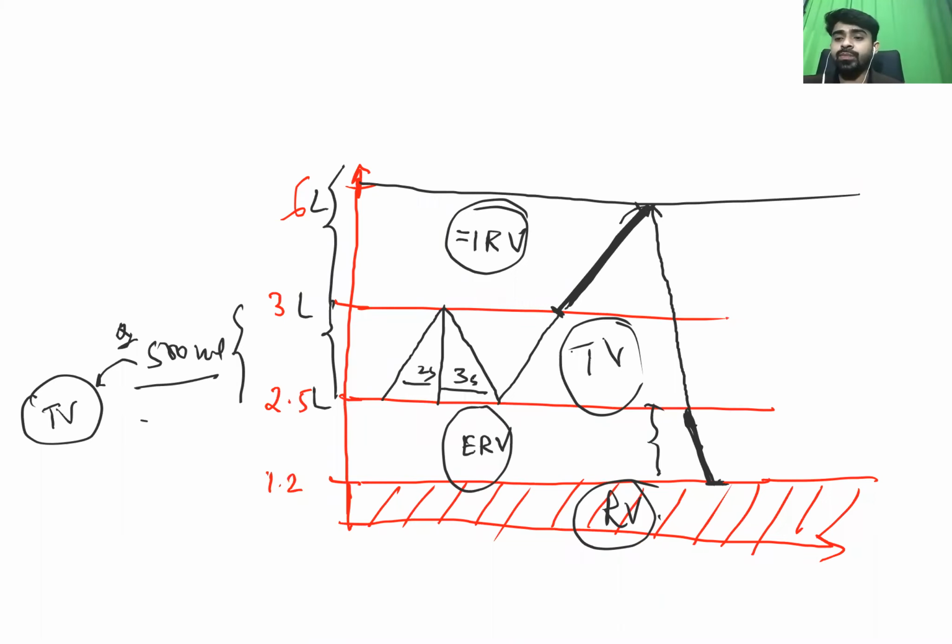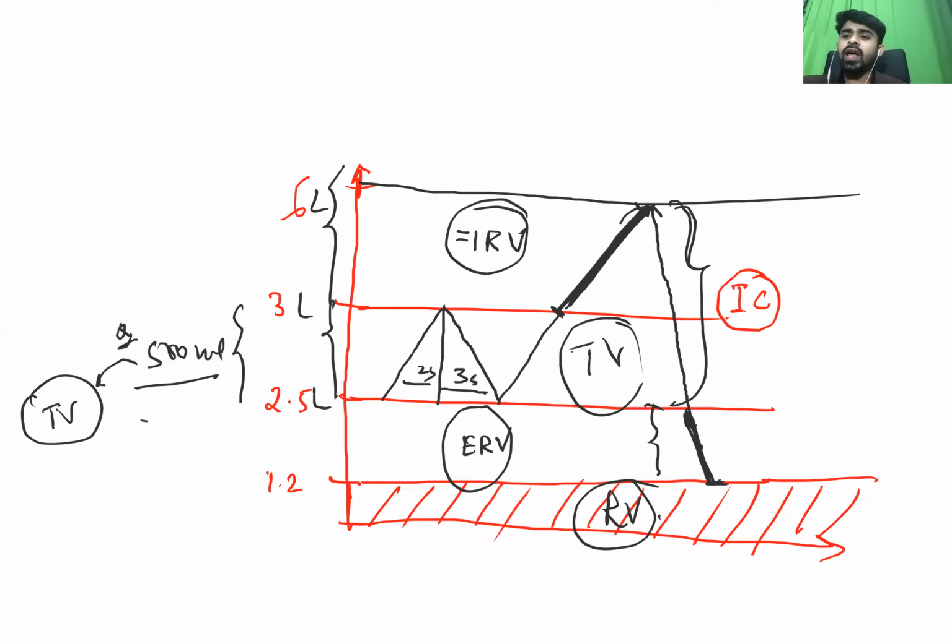But if we make some permutations and combinations with these volumes, we will get some capacities. So what is the difference between volume and capacity? Volume is a single unit entity, but capacity is nothing but permutations and combinations of different volumes. So if I add the tidal volume along with the inspiratory reserve volume, what would be the name of this? Inspiratory capacity. Very good. This will be known as IC or inspiratory capacity.